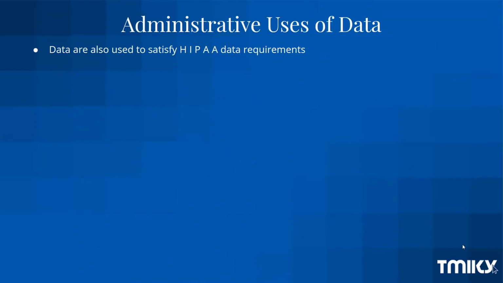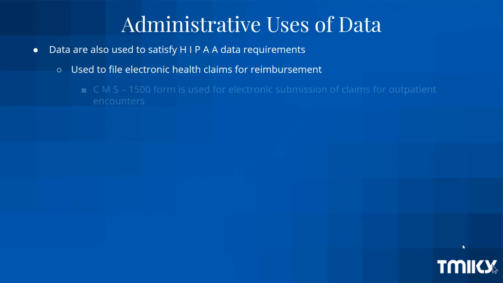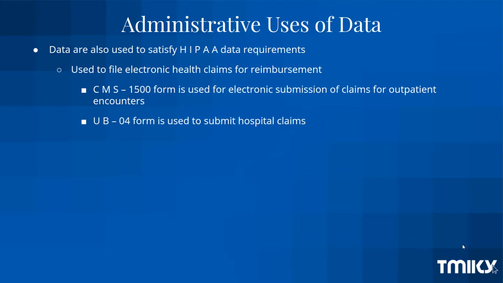Data are also used to satisfy HIPAA data requirements. It is used to file electronic health claims for reimbursement, where the CMS 1500 form is used for electronic submission of claims for outpatient encounters. The form used to submit hospital claims is the UB04. Now let's dive a little deeper into these forms.